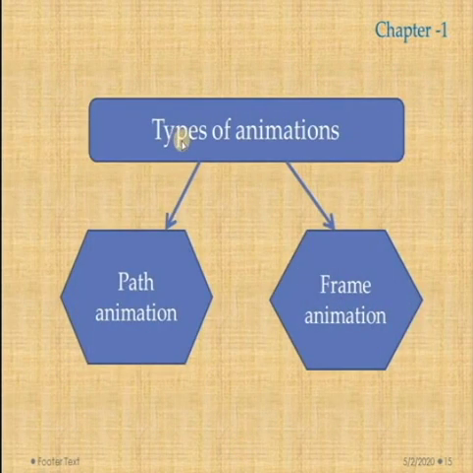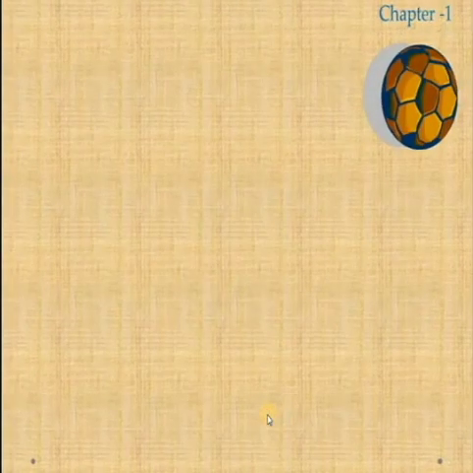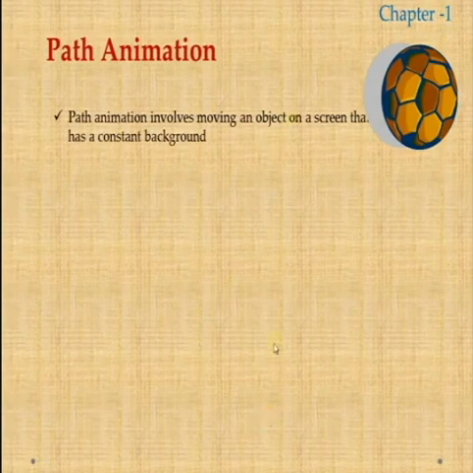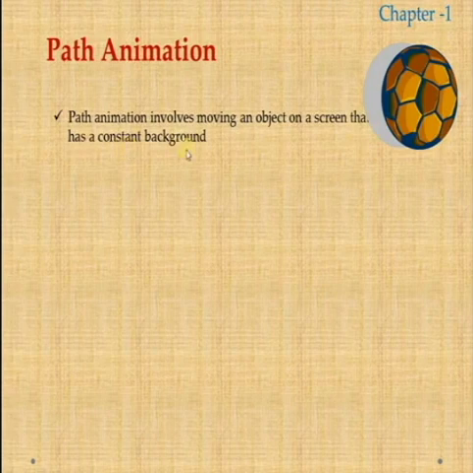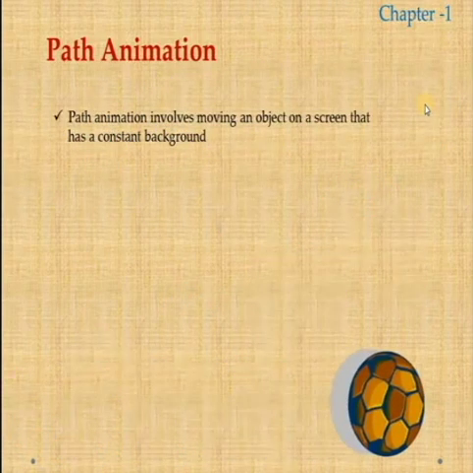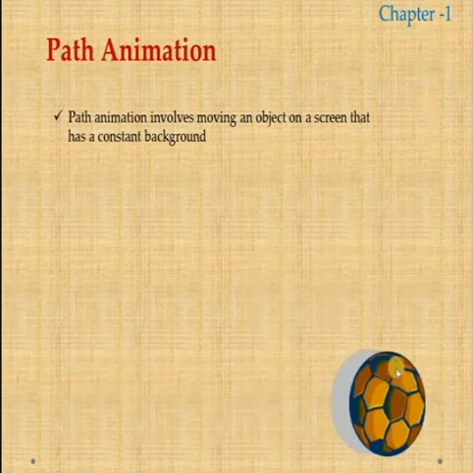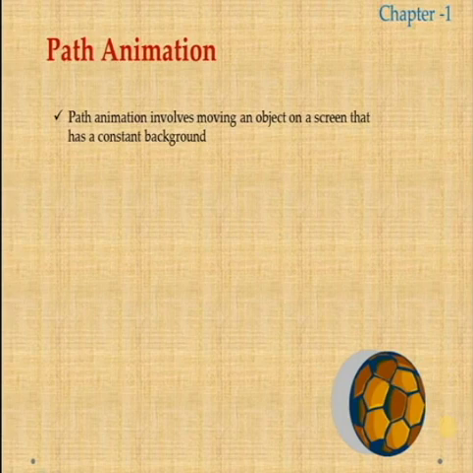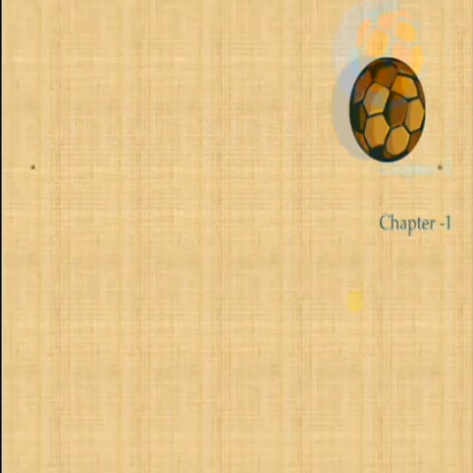Apart from that, there are types of animation. One is path and another one is frame animation. Let's see an example for that. Path animation involves moving an object on the screen that has a constant background. Look at this ball. The ball alone moved in a path. This type of thing is said to be path animation.